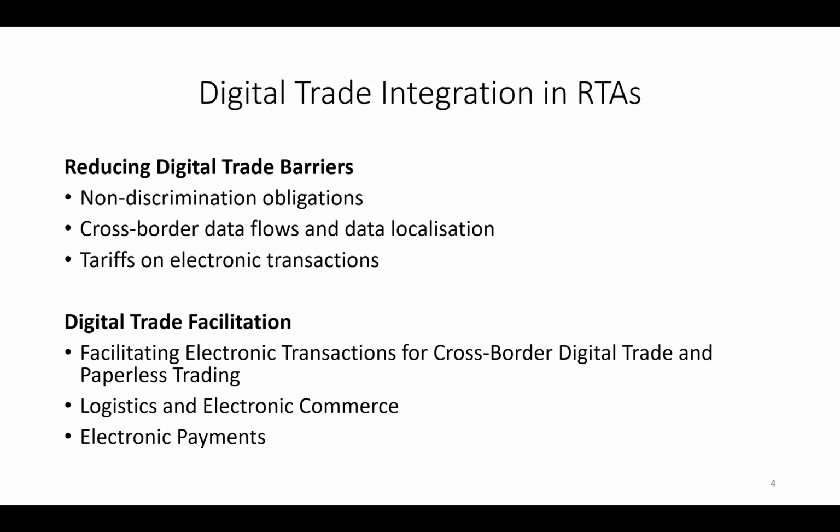Coming to the second pillar, we see an increasing number of RTAs focusing on different aspects of digital trade facilitation. Recent RTAs often refer to the UNCITRAL model laws on electronic signatures and electronic contracts. They also recognise electronic signature and authentication methods. Some examples include the CPTPP, the USMCA, the US-Peru FTA, US Mercosur Agreement, and others.